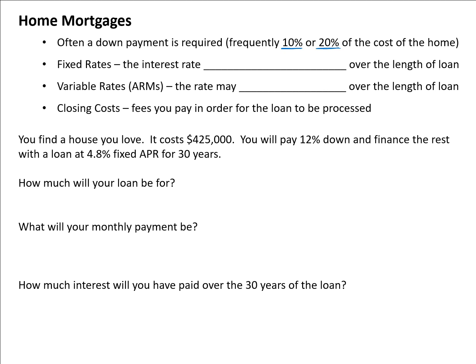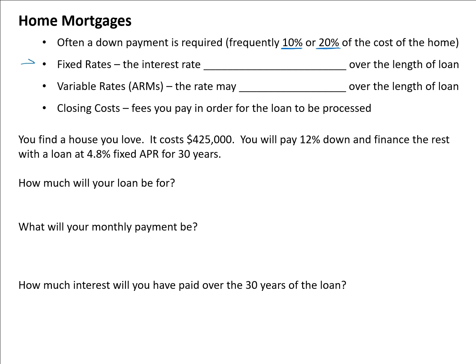Usually, a lending organization will not give you a mortgage or a loan for the entire cost of the home. They want some of it to have been paid for by you already. So they are only going to give you a mortgage for part of the value of the home. So that's why a down payment is required.